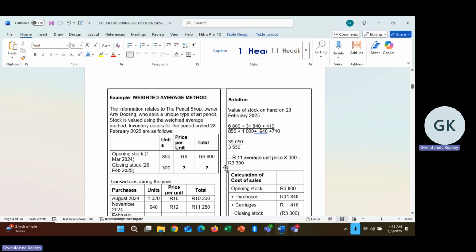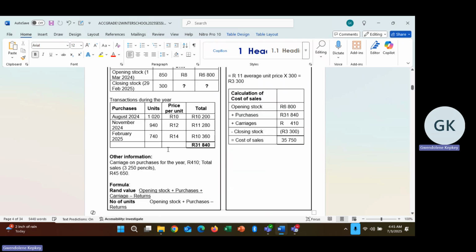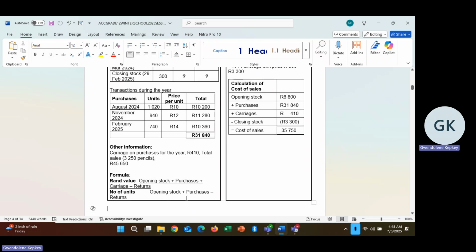Okay, we're looking at the weighted average. Remember, here we get the average price. Difficult to determine when we purchase which item. Therefore, the business will now get an average price. Now, with weighted average grade 12s, there is a formula. Come, let's go through the formula.